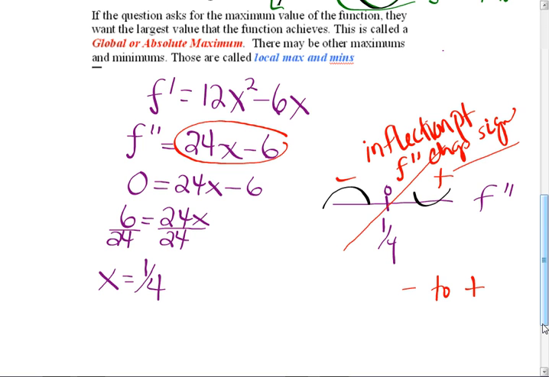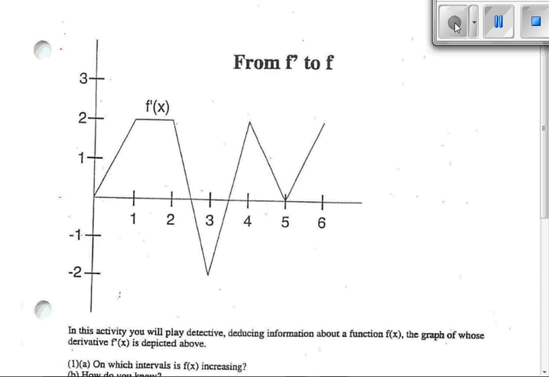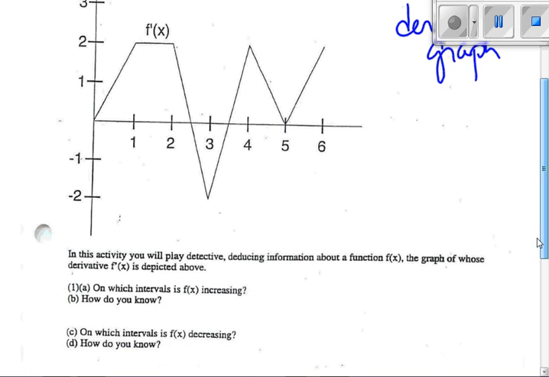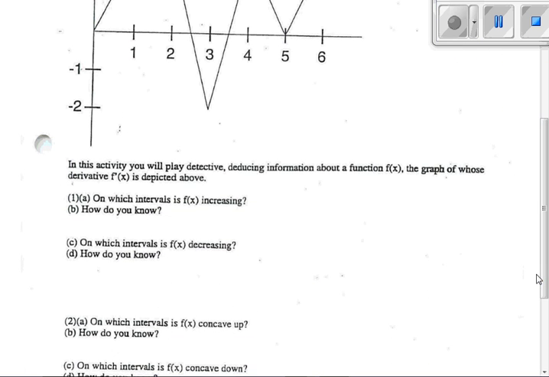Okay. Now we are going to work on, this is from f prime to f. This is the derivative graph. It is not the function. Give you a little push start here. And I answered the question why first. Okay, girls? Now it's you girls. How do you know if the function is increasing? Colin, how do you know if f of x increases? F prime is greater than 0.